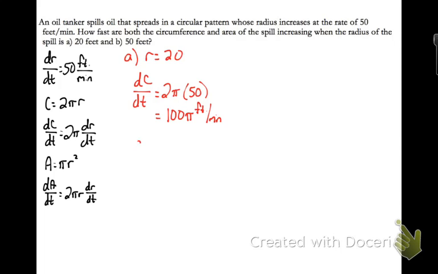dA/dt is equal to 2 pi times r, which is 20, times dr/dt, which is 50. And when you multiply this out, we find that the area is changing by 2,000 pi square feet per minute.